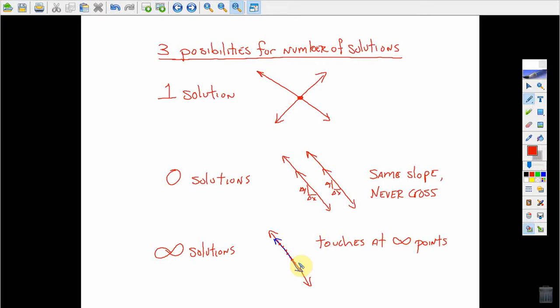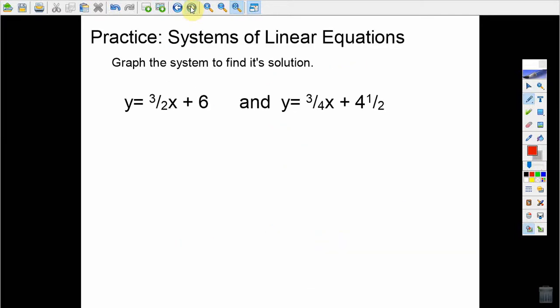So along those lines, guys, I want you to take a look at the next problem, graph those out, find the solution to the system, or tell me if it has no solutions or infinite solutions.